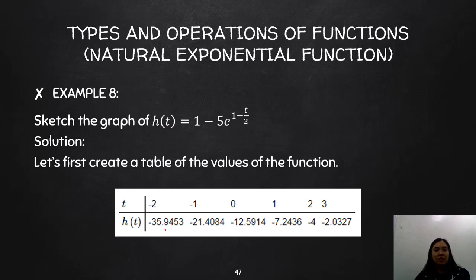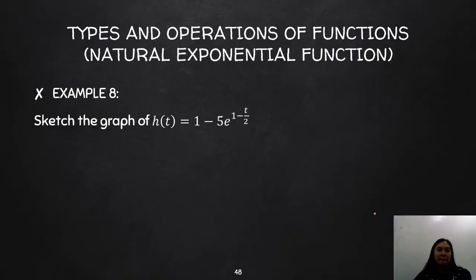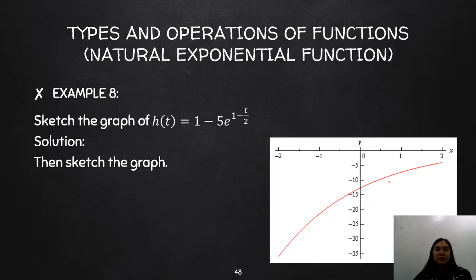So, kapag ang t is -2, ang value is -35.9453. Pag ang value is -1, you will get -21.4084. Pag 0, it will be -12.5914. Pag 1, it will be negative 7.2436. Pag 2, it's negative 4. Pag 3, it's negative 2.037. And then, ipa-plot mo lang ito doon sa iyong Cartesian coordinate system. So, parang magiging ganito yung kanyang graph. Diba? Yan. So, yan na yun.